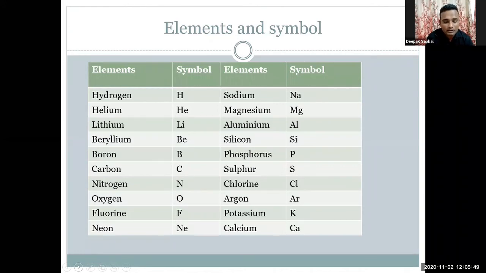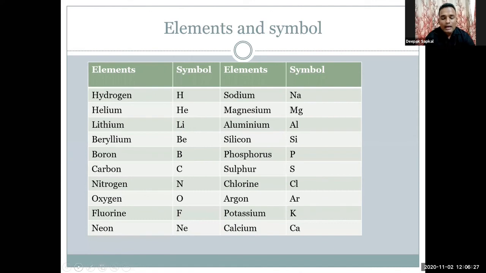The scientist Berzelius presented the method of using symbols for elements. Some elements and their symbols are listed in the table alongside. When the initial letter in the names of two or more elements is the same, a pair of letters is used to write the symbol. For example, the symbol of carbon is C, but the symbol of chlorine is Cl. So this is all about the elements and their symbols.